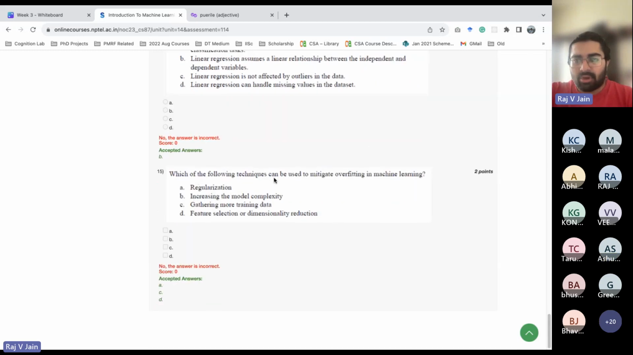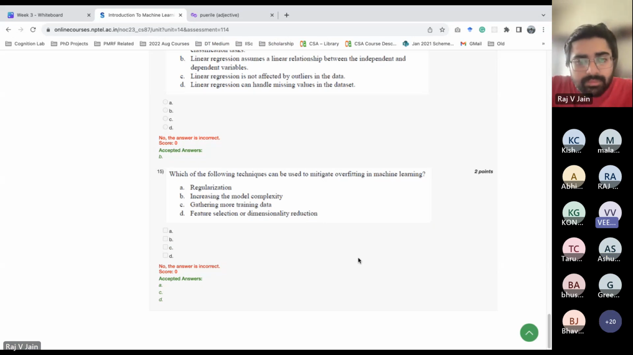Question number 15, which of the following can be used to mitigate overfitting? Any thoughts here? Sir, A and C, okay. Even D is a part of it, sir. I'm sorry? Sir, the answer is A, C, D given. Even D can be used to mitigate, sir.